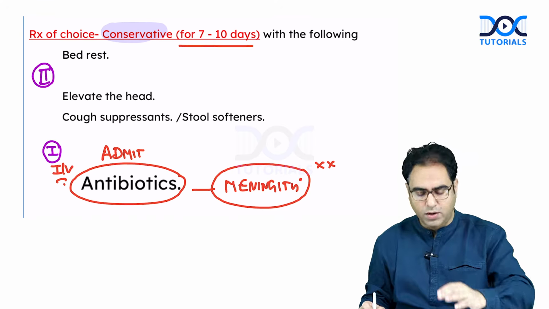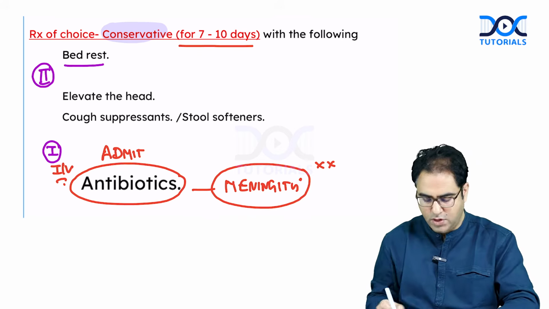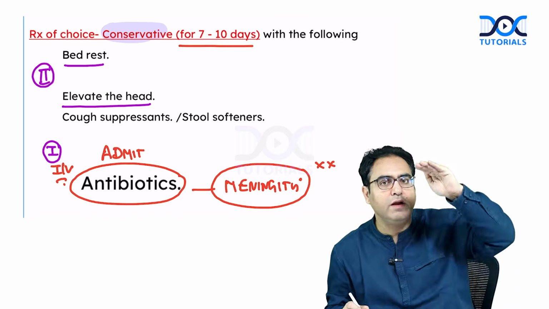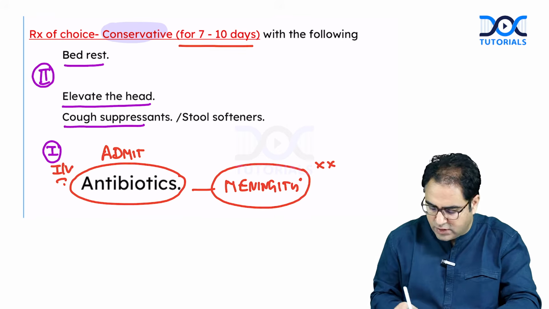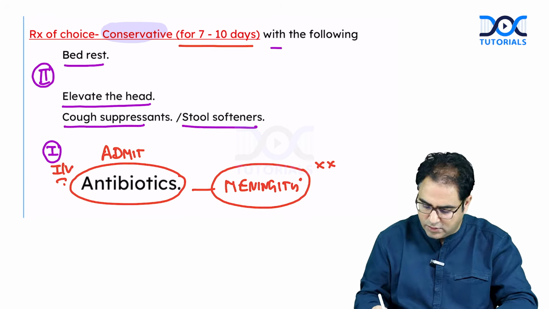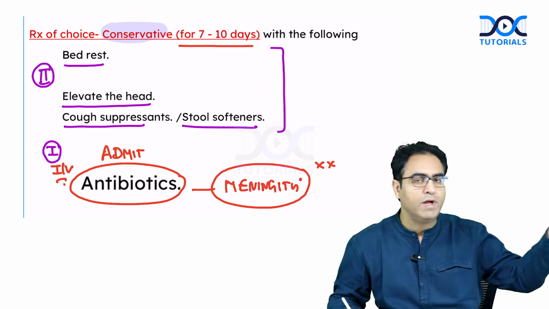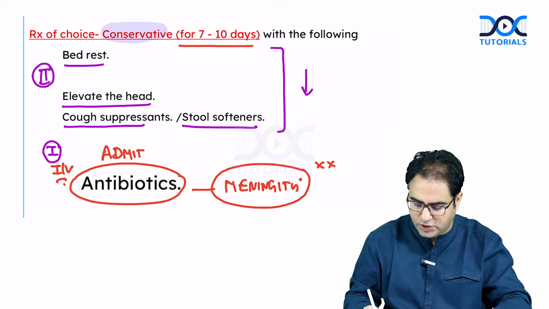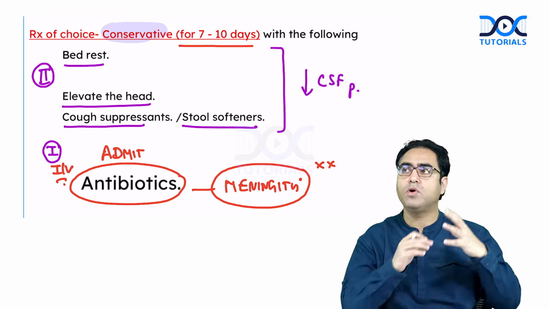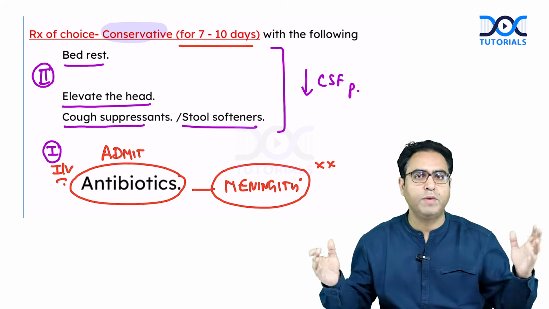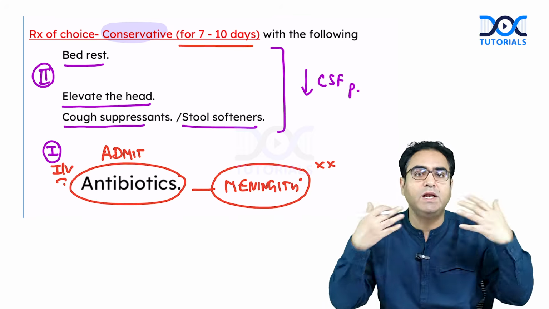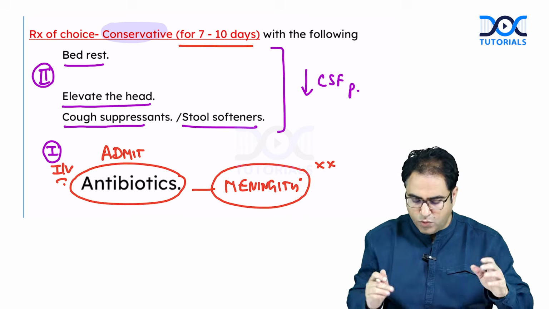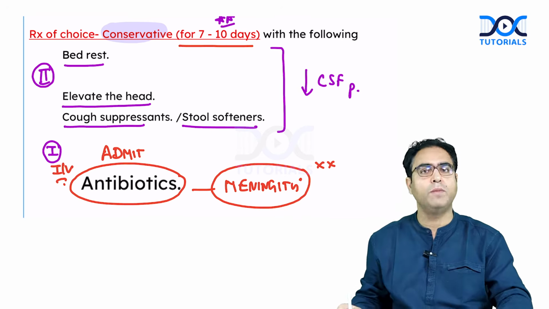Number two, in the ward, we keep the patient under bed rest. We elevate the head because elevating the head will increase the venous return of the brain and will decrease the CSF pressure. And number three, cough suppressants and stool softeners. All these three things, bed rest, elevation of the head, cough suppressants, stool softeners, will keep the CSF pressure low, because constipation and coughing also increase CSF pressure. We want to keep the CSF pressure low so as to facilitate the healing of the fracture of the ethmoid area over there.